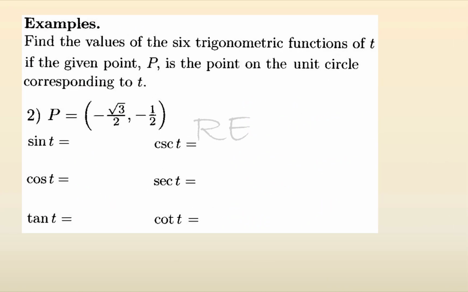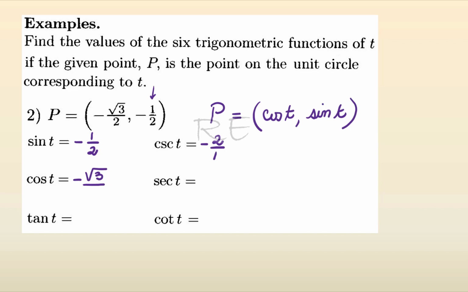Let us do another example. P this time is equal to negative square root of 3 over 2, -1/2. And P is in the unit circle, therefore P is of the form cosine t, sine t. Now, sine t represents y, so sine t is negative 1/2. Cosecant t will be negative 2 over 1, which is negative 2.